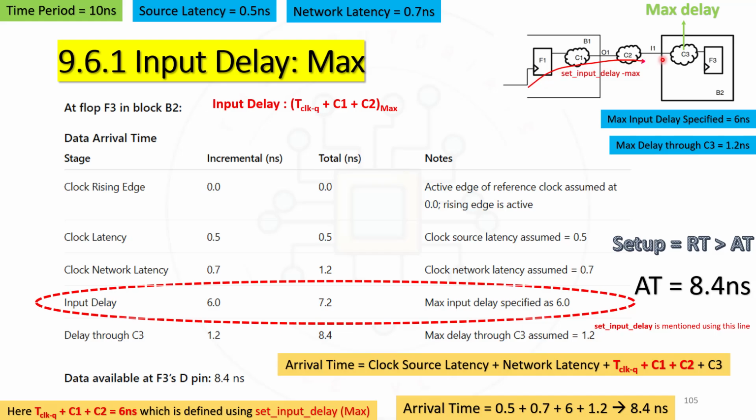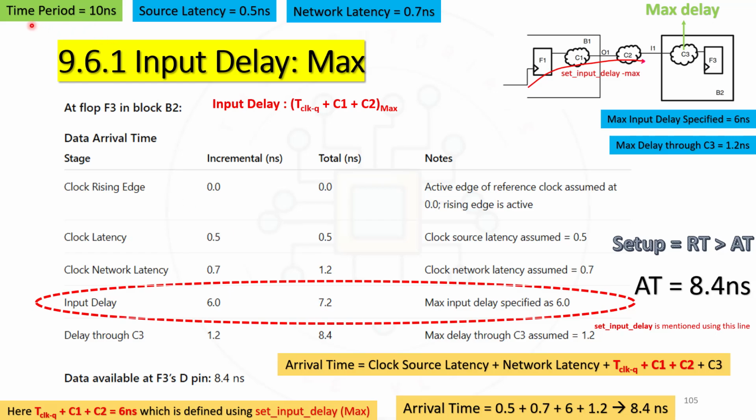First we will calculate the arrival time. Arrival time is the clock to Q delay followed by C1 delay followed by C2 delay to reach this particular point. This complete thing is called set input delay. Now when C3 gets added, then only we will get the total arrival time. The time taken by the signal to travel from this point to the data pin of F3 is called the data arrival time.